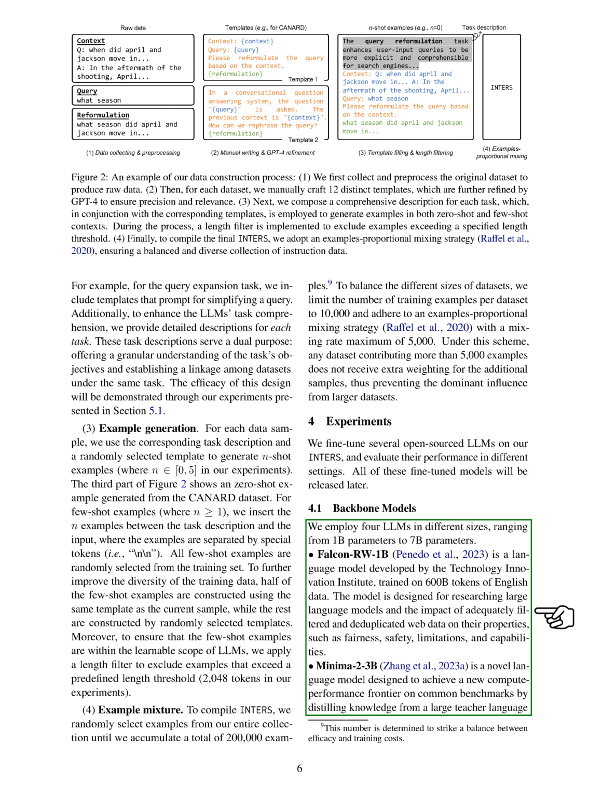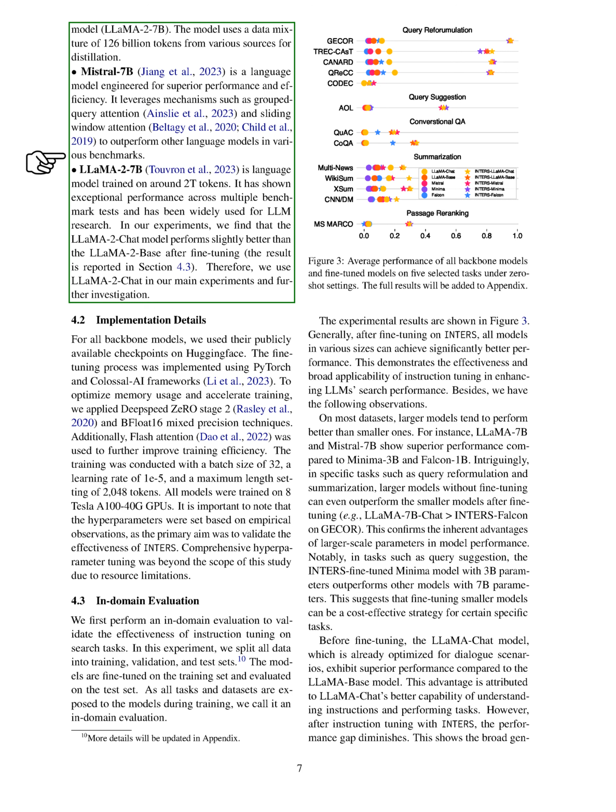The first, Falcon RW1B, is a language model developed by the Technology Innovation Institute. It was trained on 600 billion English language tokens and is used to study the effects of large language models and the impact of properly filtered and duplicate free web data on their properties. The second model, Minima 2-3B, is a new language model designed to set a new standard in compute performance on common benchmarks. It does this by distilling knowledge from a larger teacher language model, Llama 2-7B, using a data mixture of 126 billion tokens from various sources.